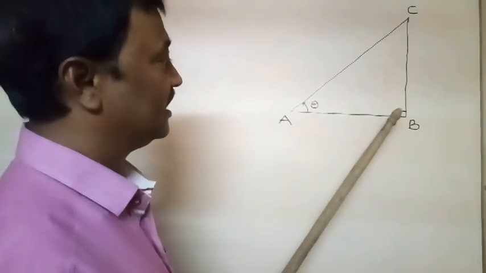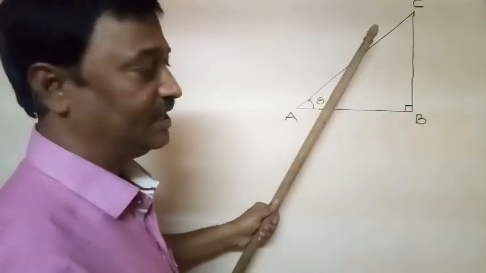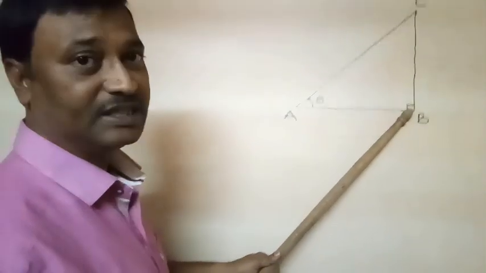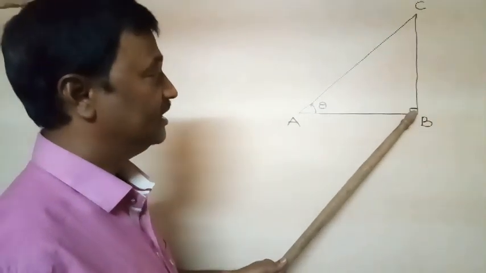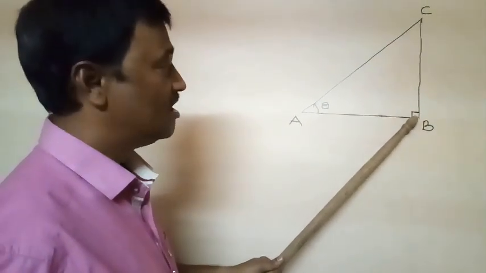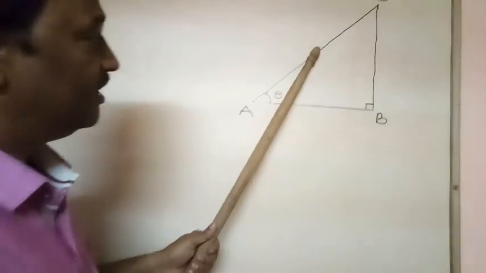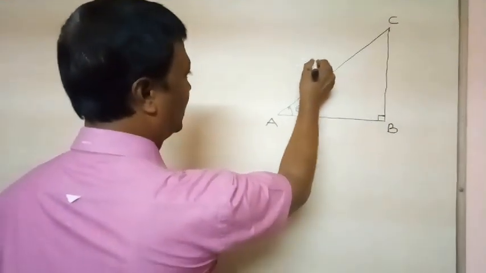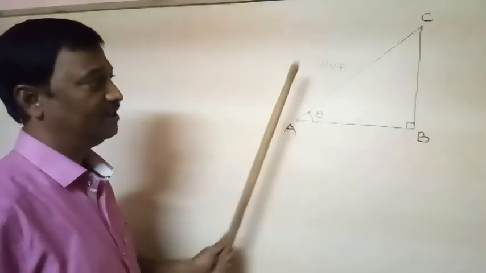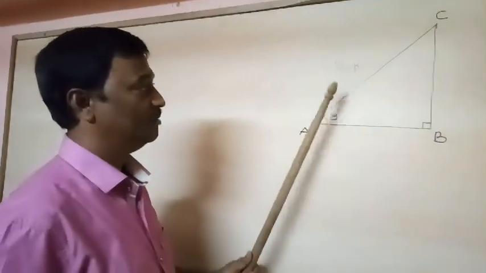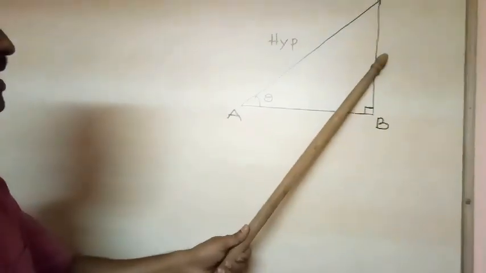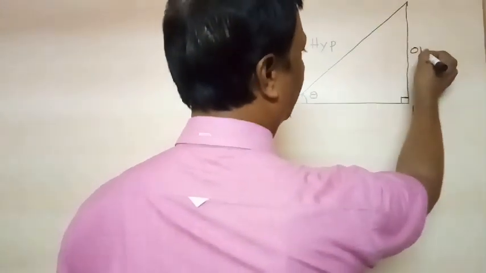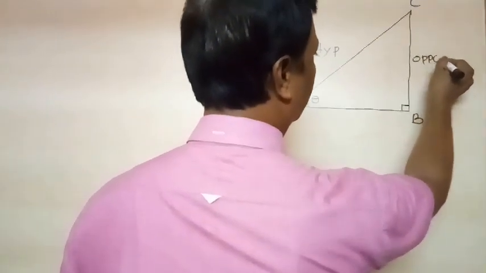Here see, AC is the biggest side because here is the biggest angle, which is 90 degrees. Therefore, the opposite side of 90 degrees is known as hypotenuse. Here, the side which is opposite to theta is known as the opposite side.